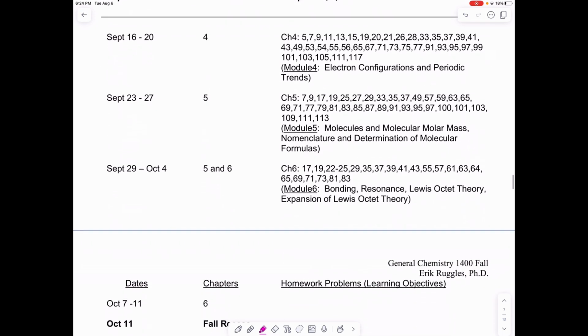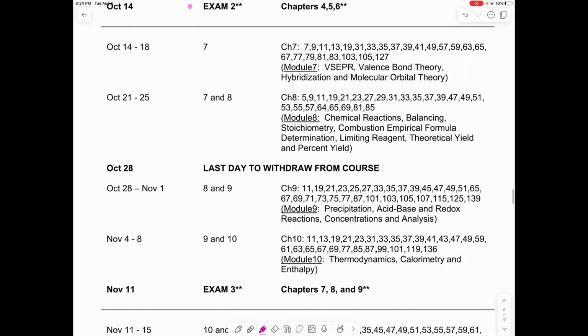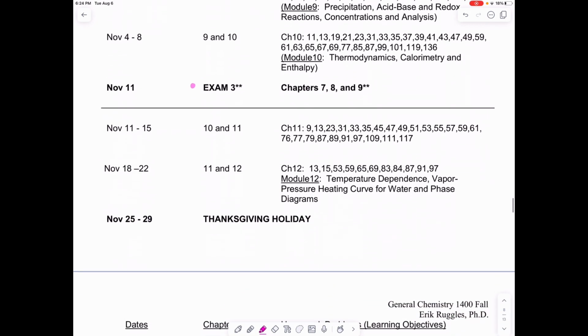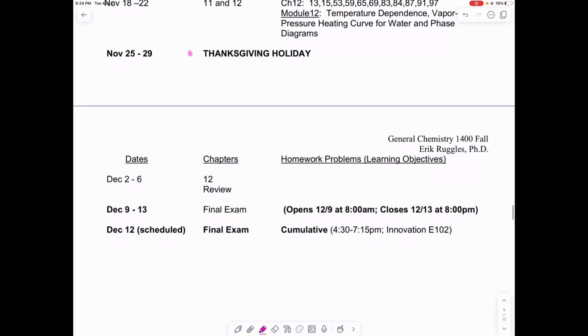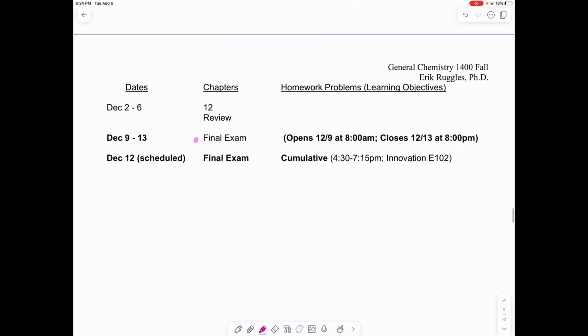And so all of the chapters are here. Again, vacations, exams, UVM important dates, last day to withdraw, exam 3. Everyone will be looking forward to turkey or tofurkey for Thanksgiving holiday, and then finishing up with the final exam. So that is our tentative lecture schedule.